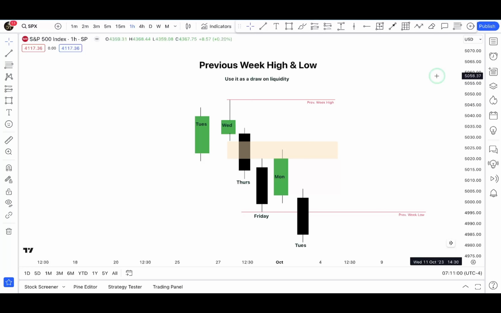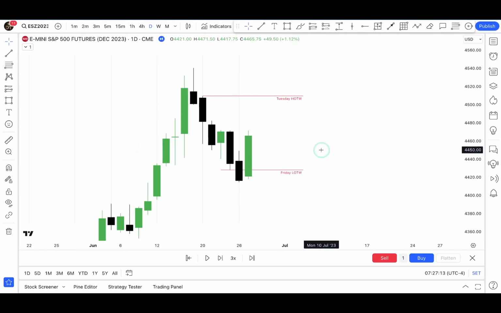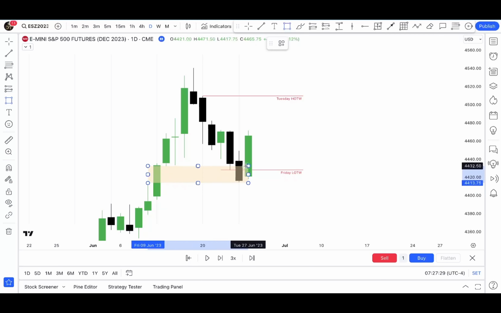Also, we can use the previous week high and low for a draw on liquidity. On Wednesday, we have the high of the week, it sells big time on Thursday and Friday, leaving a fair value gap, and we see on Monday, we trade up to the fair value gap and sell off towards the previous week low. When we take a look at an example, I've marked out the high of the previous week is on Tuesday, on Wednesday it traded down, Thursday it traded down, and on Friday it's at the low of the week. There's also a fair value gap right here where it trades into.